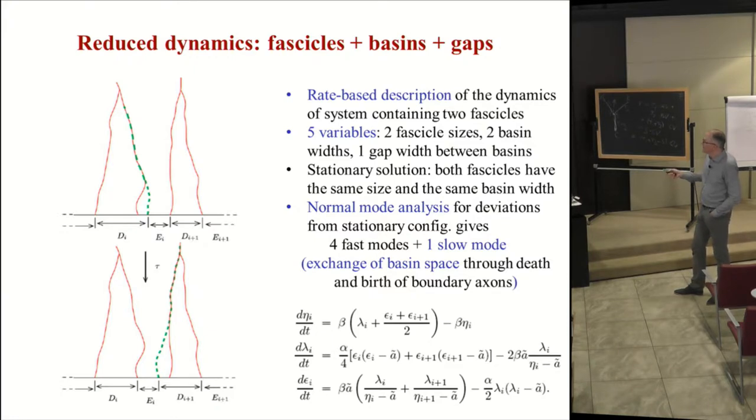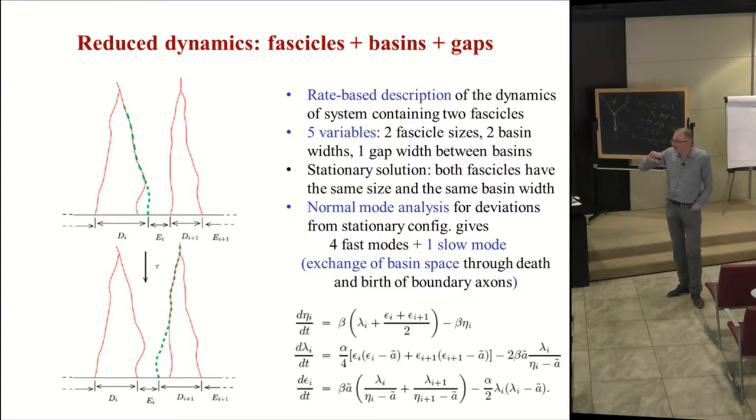Okay. And we wrote some rate equations for the number of axons in each fascicle and the size of the basin and the size of the gap in between them. Then the steady state of this model is symmetrical, so the total number of axons divided into two and the basins have the same size.